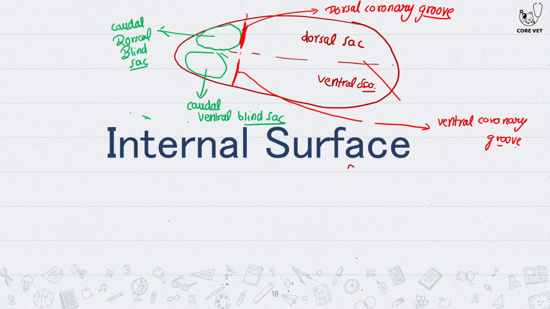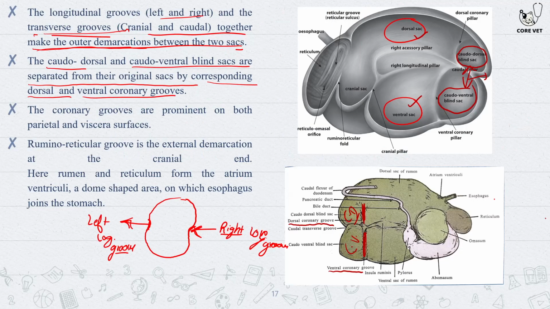Okay, I hope this part is clear, right? The caudal dorsal and the caudal ventral blind sacs are separated from their original sac by the corresponding dorsal and ventral coronary grooves, right? Now, the coronary grooves are prominent on both the parietal and the visceral surface. It was not like only the parietal surface has them.